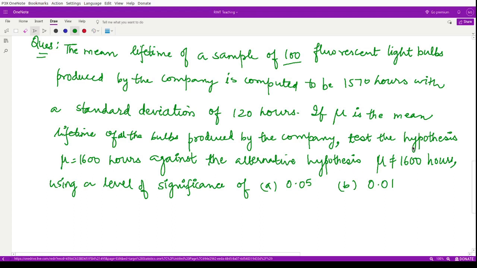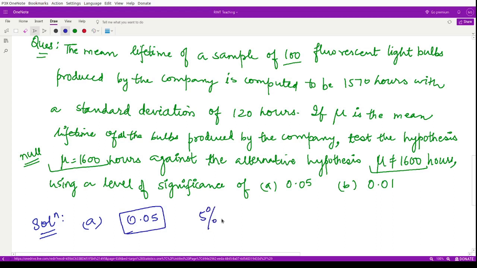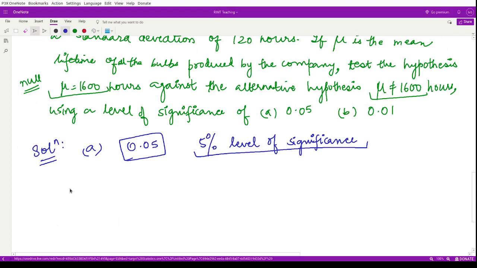So this is your null hypothesis, and this is given to you. And the alternative hypothesis that mu is not equal to 1600 is also given to you. And moreover, in the question they have given you the level of significance. So let's proceed firstly for the level of significance 0.05. That means we are to check for 5% level of significance. So we are saying 95% of the time our decisions are correct and only 5% of the times they could be incorrect.